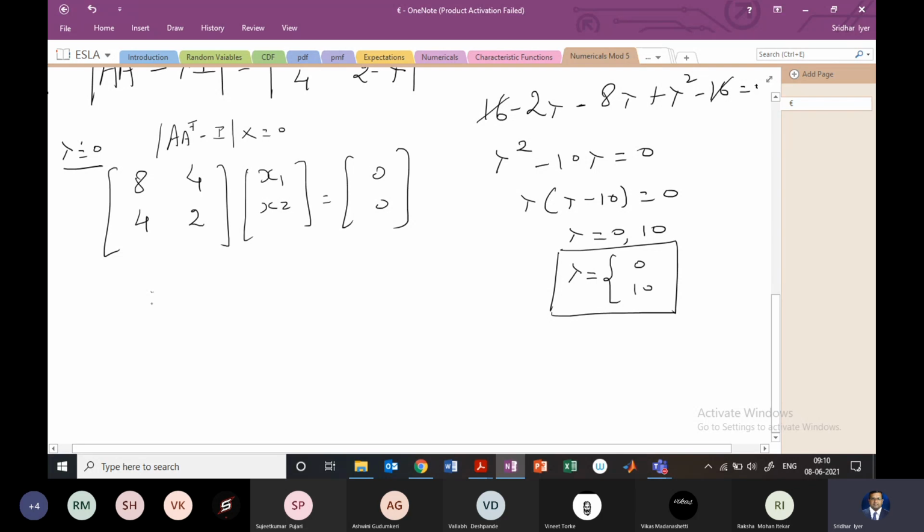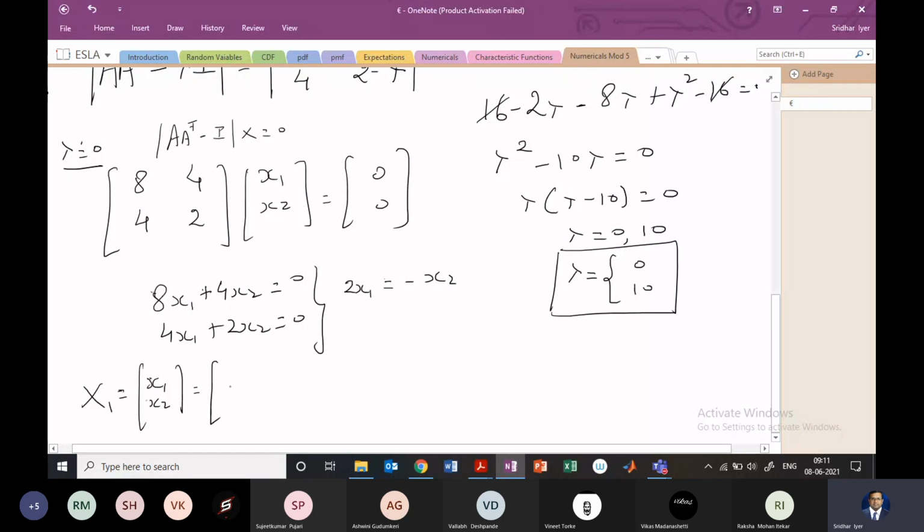So the equations that we'll get is 8x1 plus 4x2 equal to 0, or 4x1 plus 2x2 equal to 0. So from these we'll have 2x1 equal to minus x2, right? Therefore, I can write the first vector, capital X1, which will have x1 and x2, and that will be 1 and minus 2.